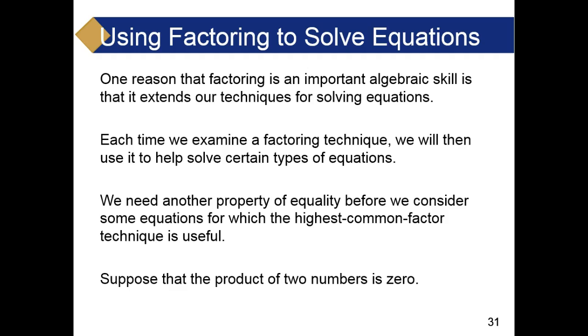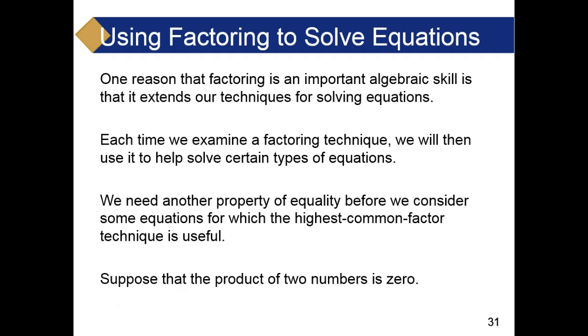One reason factoring is an important algebraic skill is that it extends our techniques for solving equations. Every time we examine a factoring technique, we'll then use it to help solve certain types of equations. We'll need another property of equality before we consider some equations for which the highest common factor technique is useful. Let's say we have two factors. Here's a factor, there's a factor. Multiplied by each other equals 0. What's true about one of those two factors?